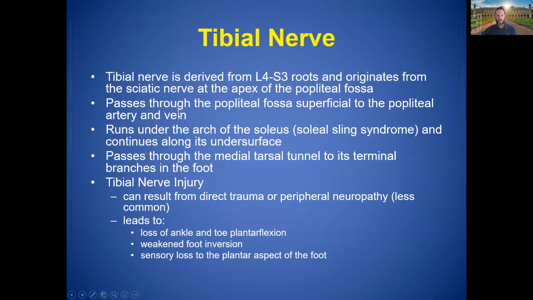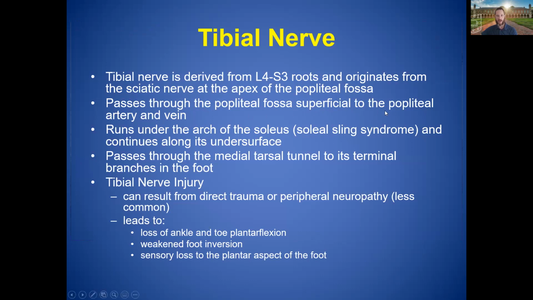Okay, let's finish with the tibial nerve. I already showed you the proximal aspect of the tibial nerve in the popliteal fossa. It also originates from the lower lumbar and sacral nerve roots, runs with the sciatic nerve, and then passes into the popliteal fossa, superficial to the popliteal artery and vein, which is the easiest way to identify it if you can't locate its division from the sciatic nerve.